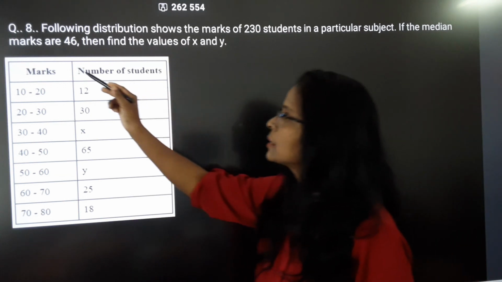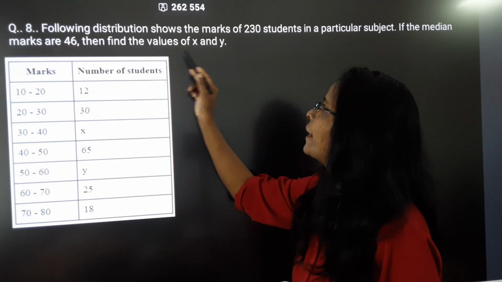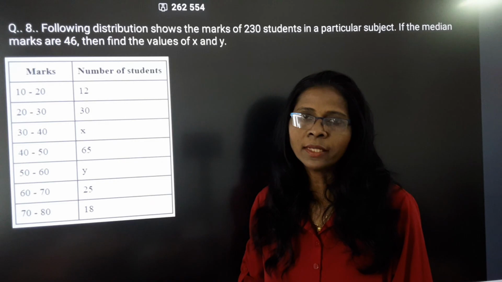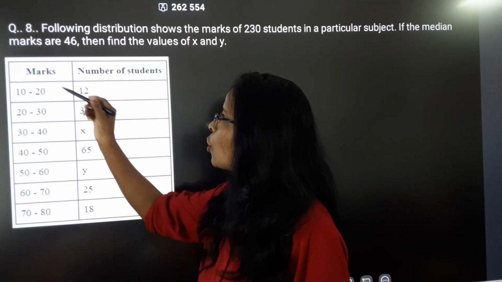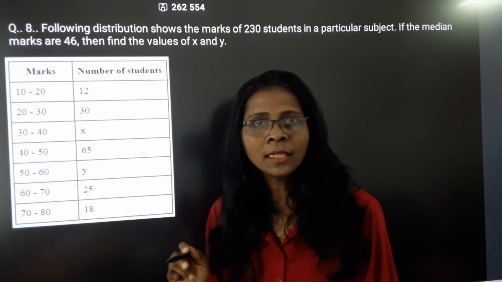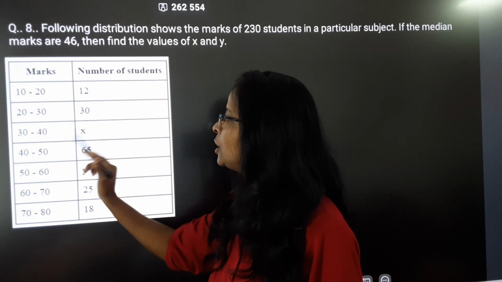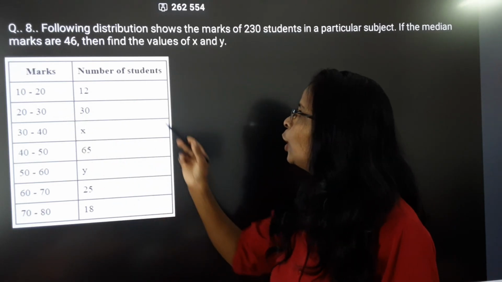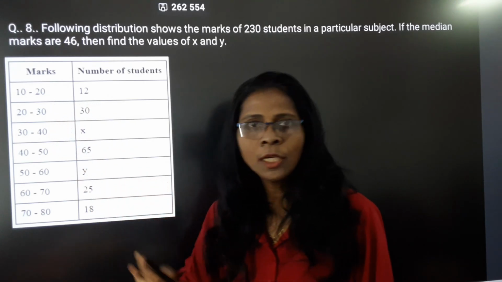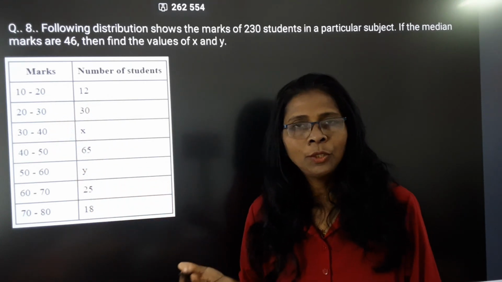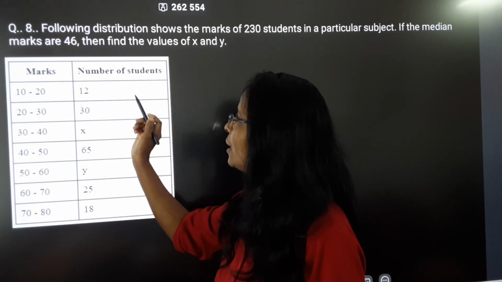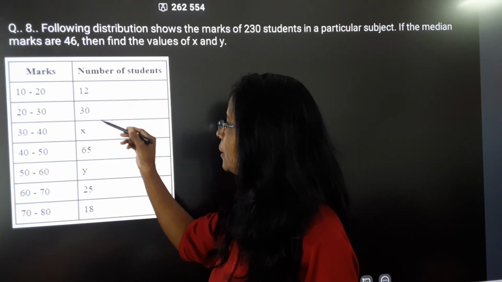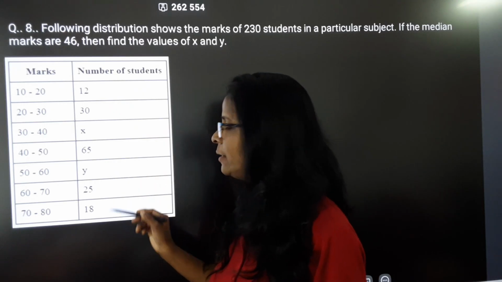If the median marks are 46, then find the values of x and y. So now observe this table. The first column is for the marks and the classes are given: 10 to 20, 20 to 30, 30 to 40, in such a way. These classes are continuous, so do not worry about making the classes continuous, it is already given. Now here the number of students, that is the frequency: 12, 38, 65, 25 and 80.